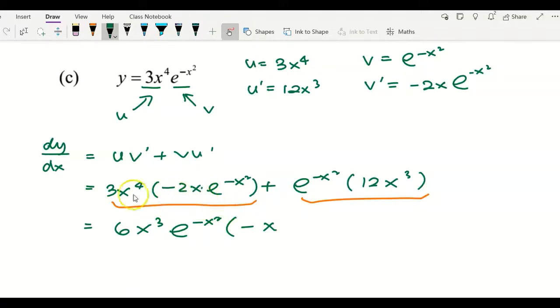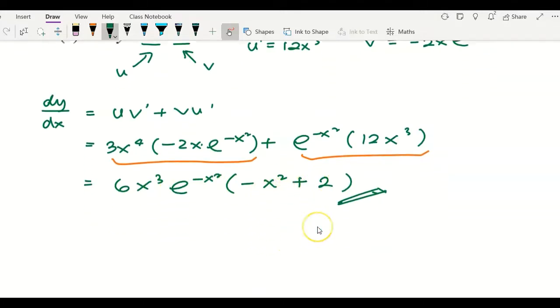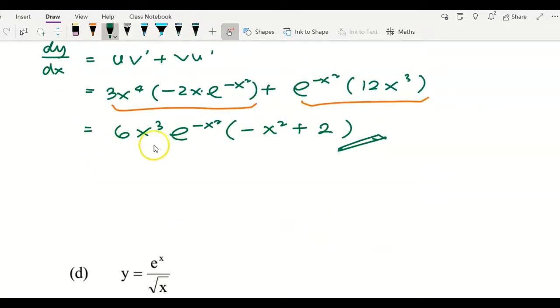Because here you have an x power of 5. Factor out the x power of 3, you get x squared. And plus, for the second term, you have taken out this e, and then the 12, you take out the 6, you have 2. x cubed take out, then that's it. You have this answer: 6x cubed, e negative x squared multiplied by negative x squared plus 2. You can always check the answer by just expanding back, see if you get back what you have on here.